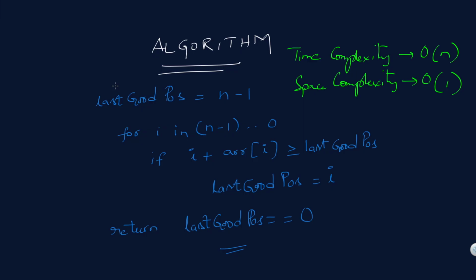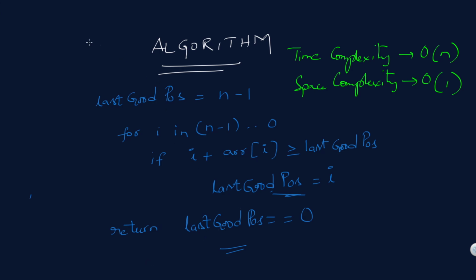So let us discuss the algorithm. Here, as mentioned previously, we are maintaining last good position equal to n-1, where n is the size of array. So next we will be traversing from n-1 to 0 using for loop, and we will be checking if the position plus whatever the number in the array is greater than or equal to last good position. If it is, then we will be modifying last good position equal to I.